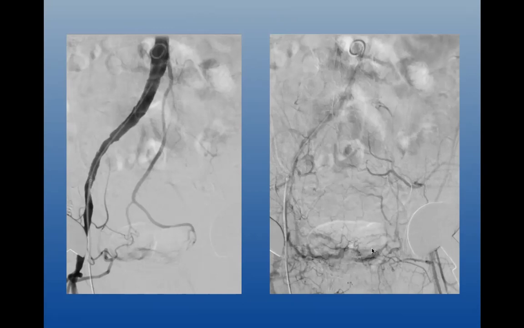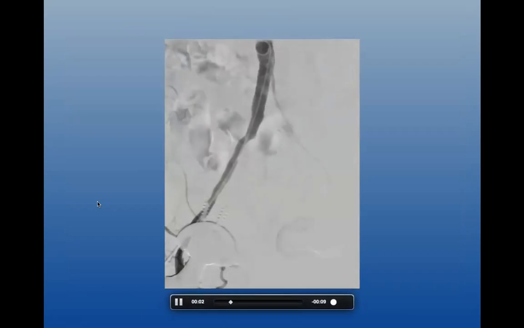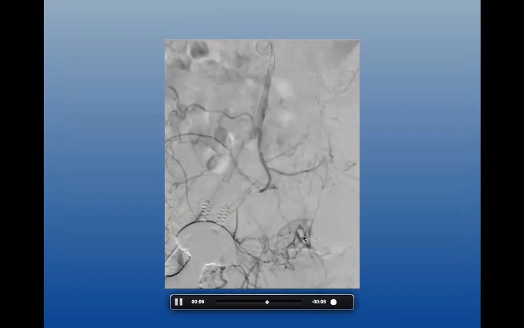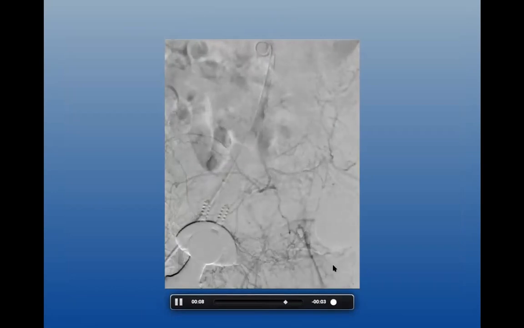You can see I don't see it here on this AP view. So then what do I do? I do an oblique, right? So in this case, I did an oblique view. And you can see down here that you're getting filling of the common femoral artery. But you'll say to yourself, wow, that doesn't look that great.